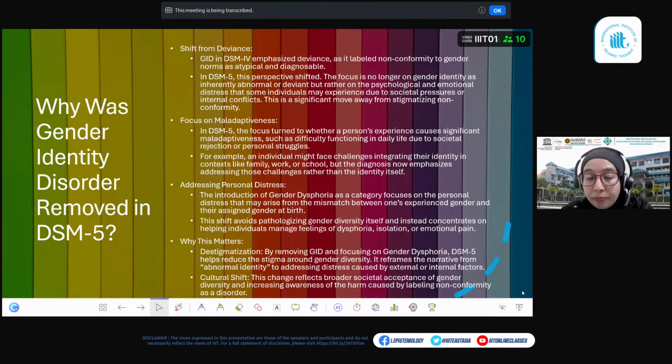In DSM-4, published in 1994, when I started my clinical psychology training, I was trained in DSM-4. I'm not that old to be trained in DSM-3. So DSM-4, published in 1994, has gender identity disorder, or GID. This GID was included as a diagnosable condition. So it is a mental disorder in DSM-4. At that time, it was seen as a deviation from traditional gender norms. So we labeled non-conformity as abnormal.